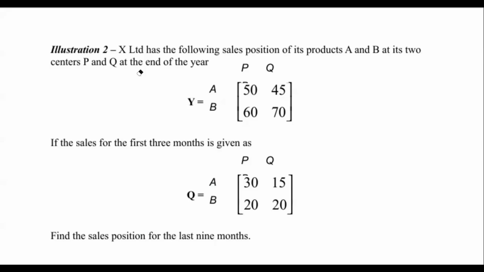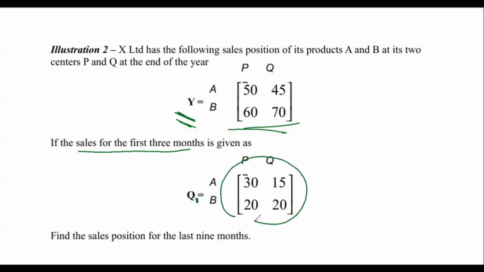And of course, they give you the year totals, right? This Y, I think, is the totals for the whole year. And then they tell you the sales for the first 3 months, or the first quarter, Q subscript 1, is this. You want to find the sales for the last 9 months. So you've got the first quarter, and you want to know, from then to the end of the year, what was the sale? That can be useful for some reason.